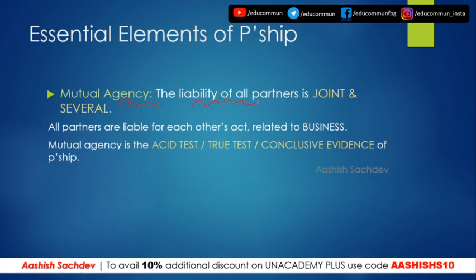The liability of all partners is joint and several. It is joint, at the same time it is several. It means that every partner is singly liable, also they are jointly liable. Now this is the acid test, or this is the true test, or this is the conclusive evidence of partnership. As we have deliberated in the example in the previous slide, all the partners are responsible for each other's act. Now this is the conclusive evidence of partnership. Are you getting it?